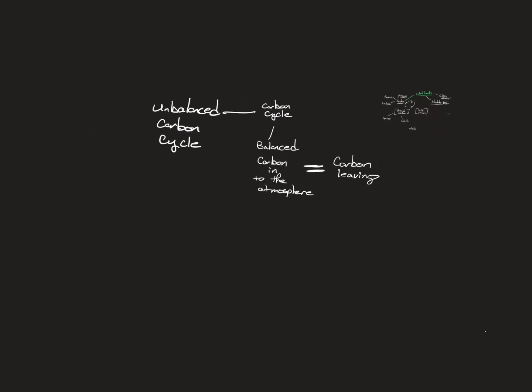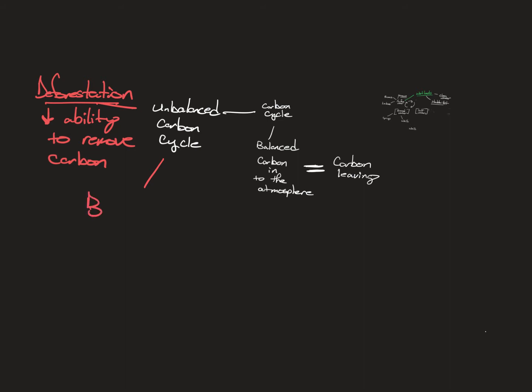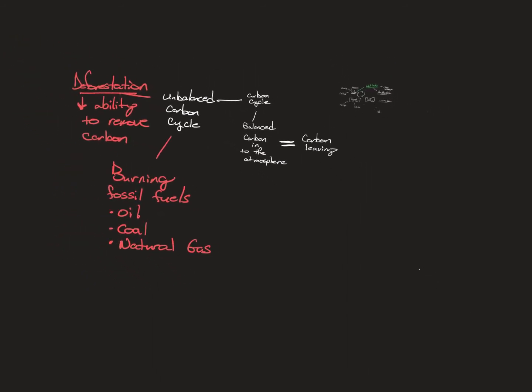And that unbalanced carbon cycle stems from deforestation, which means reduced ability to remove carbon. All right, so deforestation is unbalancing the carbon cycle. It also stems from burning fossil fuels. That includes things like oil, coal, natural gas, and peat.